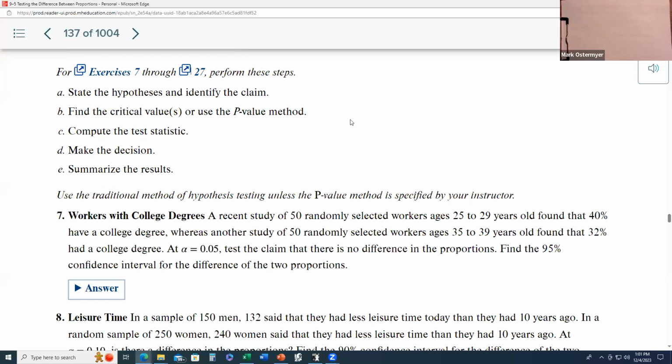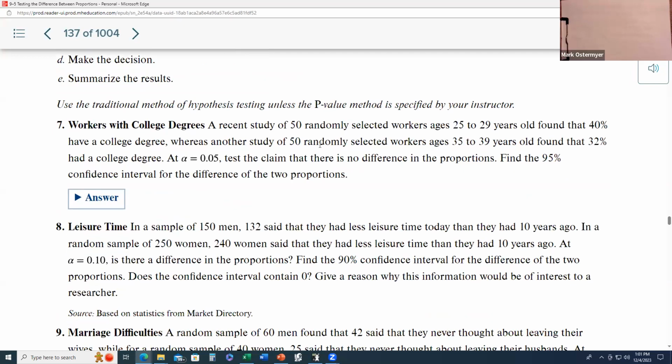Notice in these problems 7 through 27, they want you to state the hypotheses, identify the claim, find the critical value or values, or use the p-value method, compute the test statistic, make a decision, summarize the results. All right, so number 7, let's read it here. It says, a recent study of 50 randomly selected workers ages 25 to 29 years old found that 40% have a college degree.